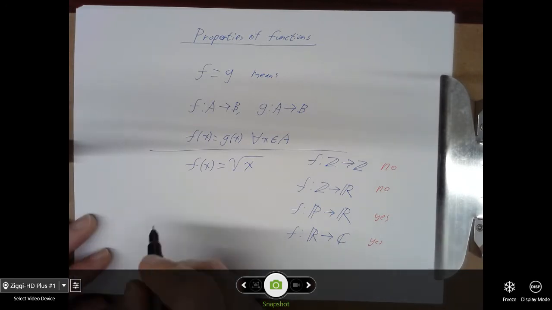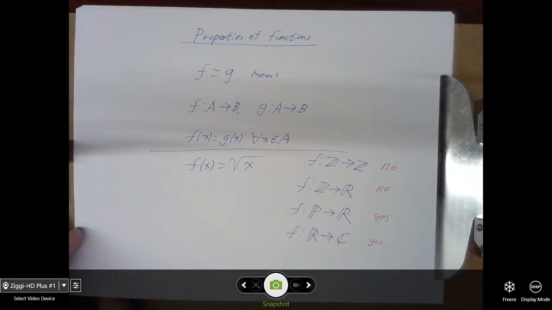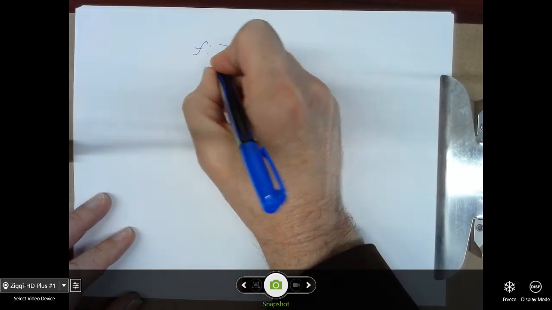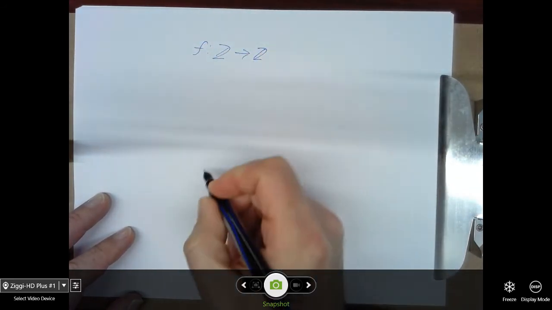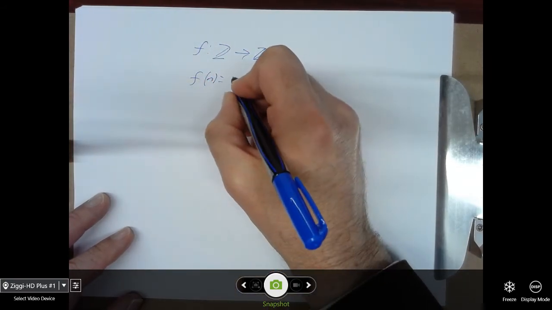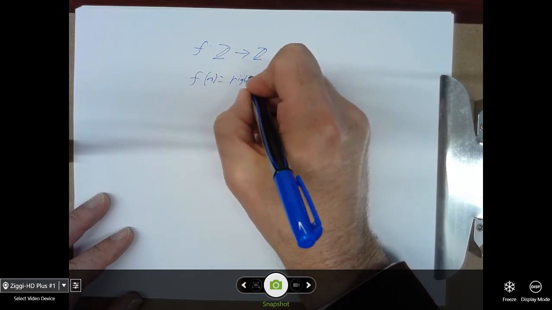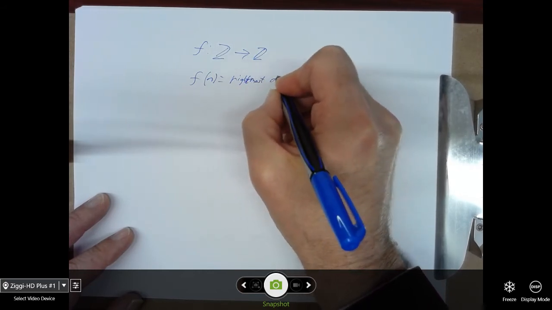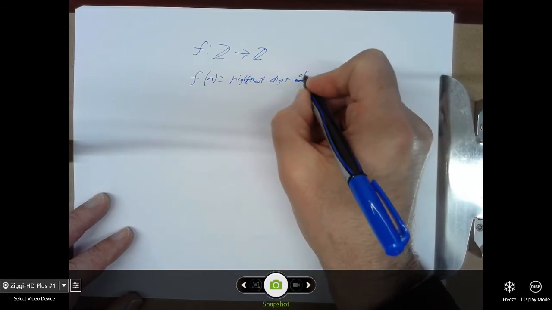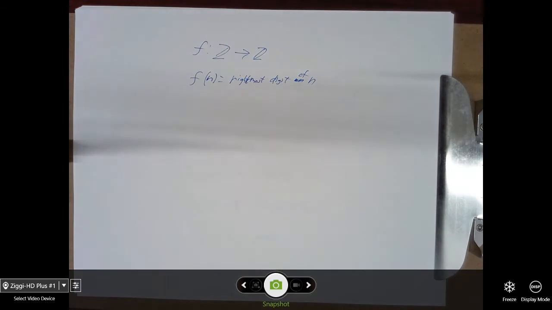And functions can be very odd things. For example, all my functions seem to be named f. We could take a function f from Z to Z, and we could define it as f of n equals the rightmost digit of n. So f of 17 would be 7, f of 5,412 would be 2.